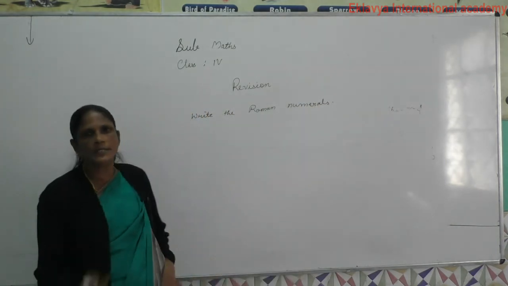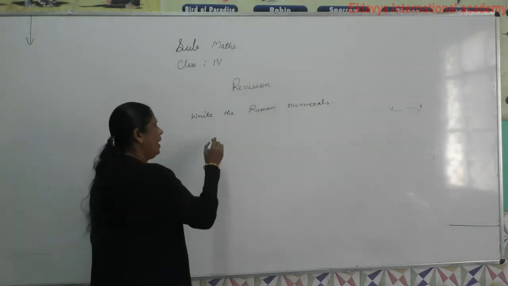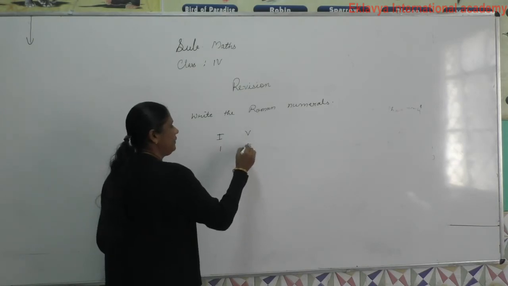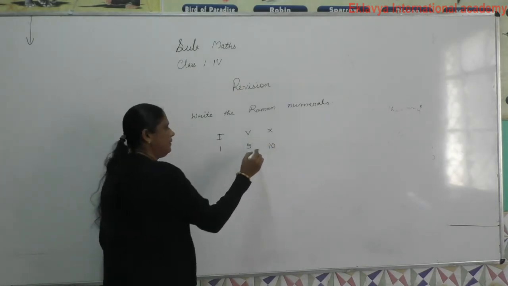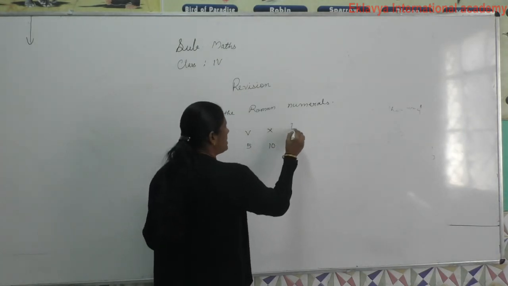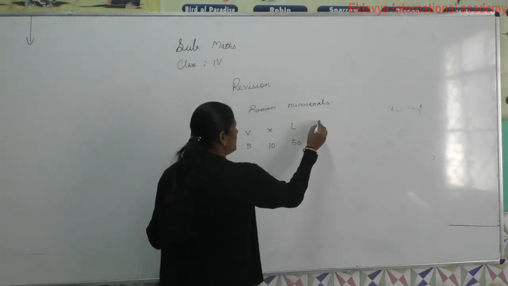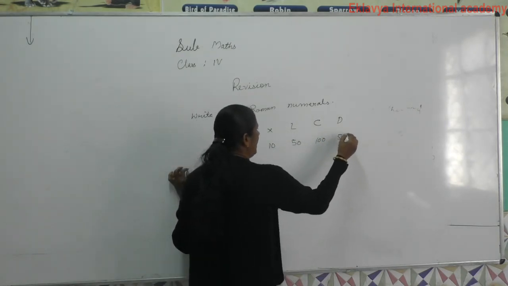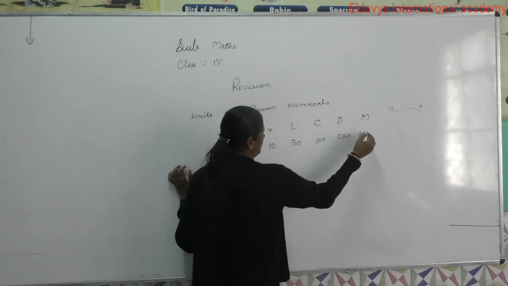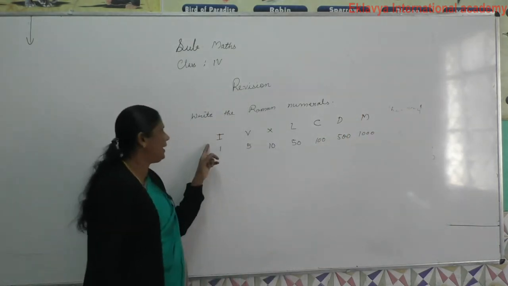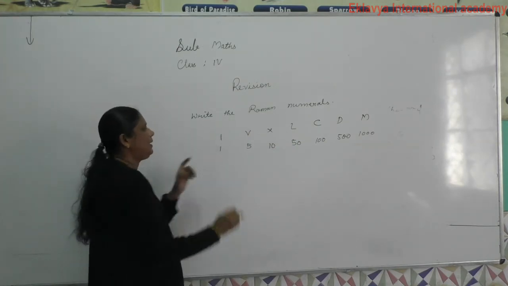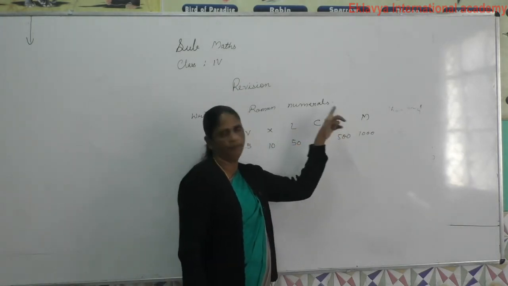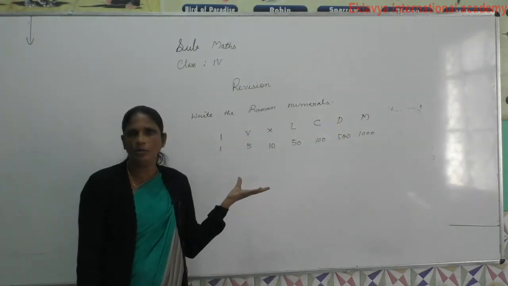There are 7 symbols in Roman numbers. I stands for 1, V stands for 5, X stands for 10, L stands for 50, C stands for 100, D stands for 500 and M stands for 1000. I, V, X, L, C, D, M. These are the Roman numerals.